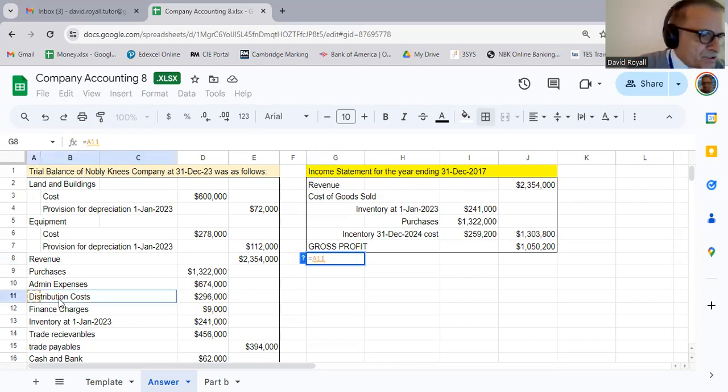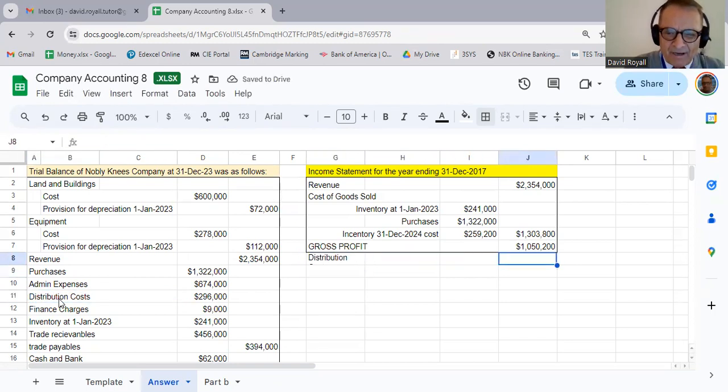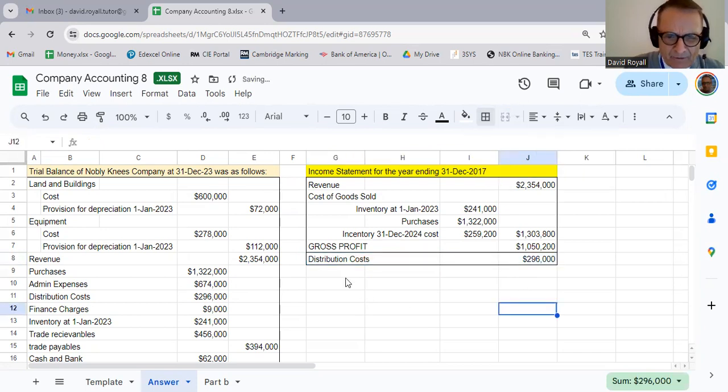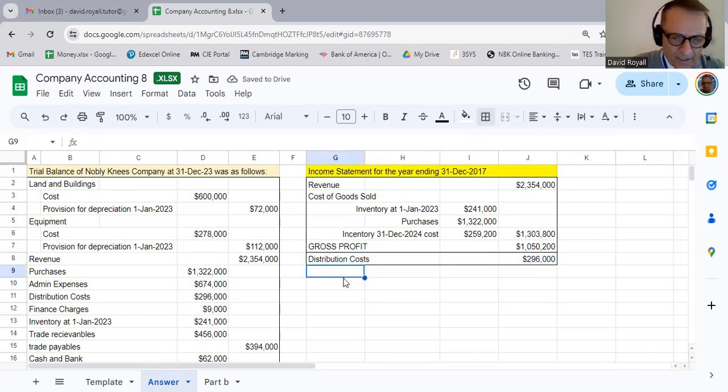We've got the distribution costs. Just looking around, you see, if you've read the data, you will spend less time scouting around to see if there's anything you've missed. So my distribution cost at the moment is as per trial balance. There were no other costs involved. So that's one, done, finished, out of the way. Okay, let's now look at the financial charges.